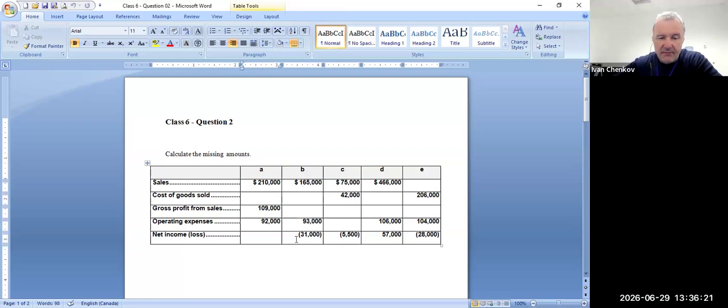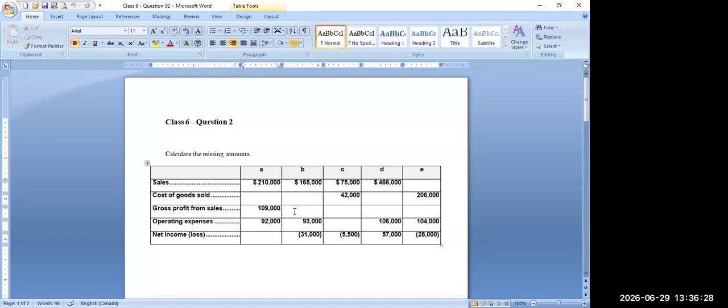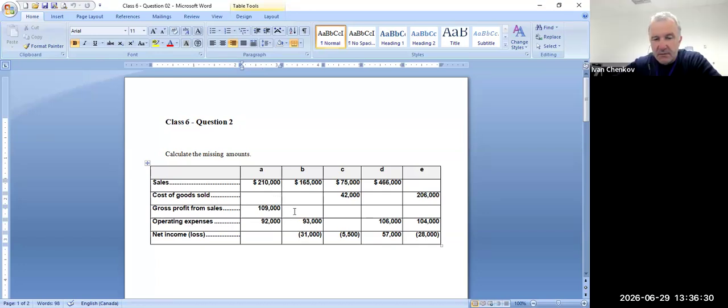Now here, you have the net income, not loss. Operating expenses is 93. So now you can come up with the gross profit from sales. Once you get the gross profit from sales, you can come up with the cost of goods sold. Here again, you're starting with the net loss. From the net loss, you can get the gross profit. Once you have the gross profit, you have the net loss, 5,500. You can easily come up with the operating expenses.